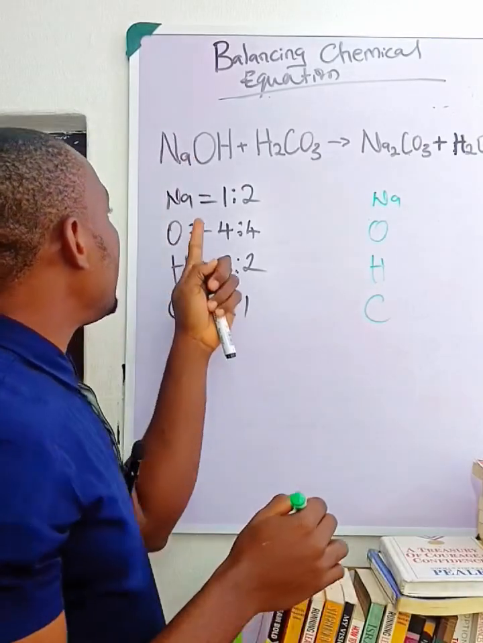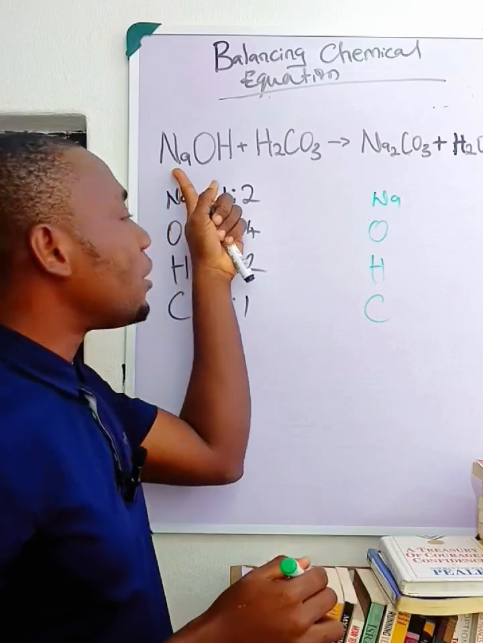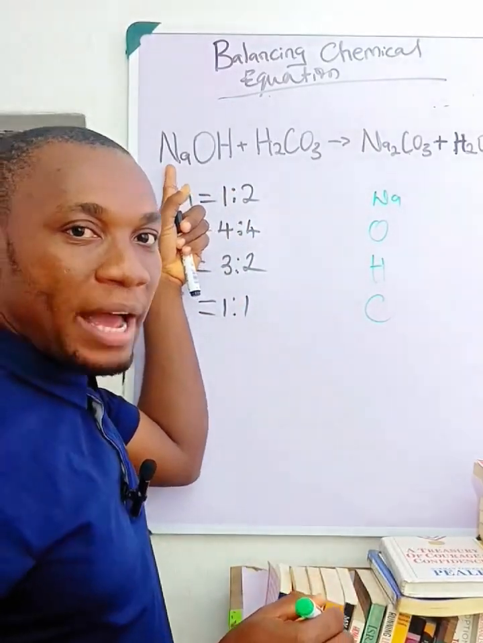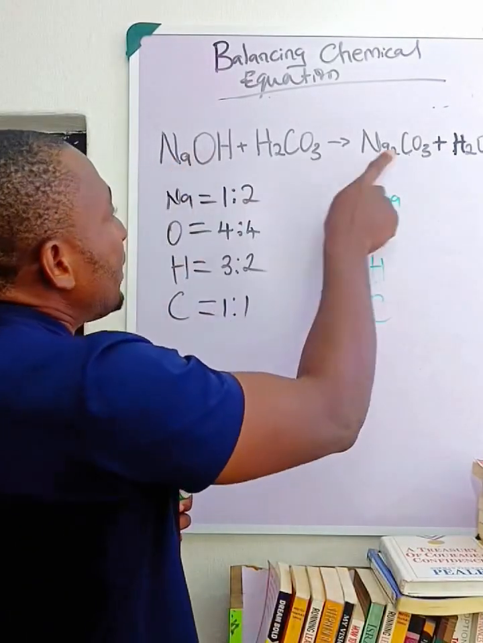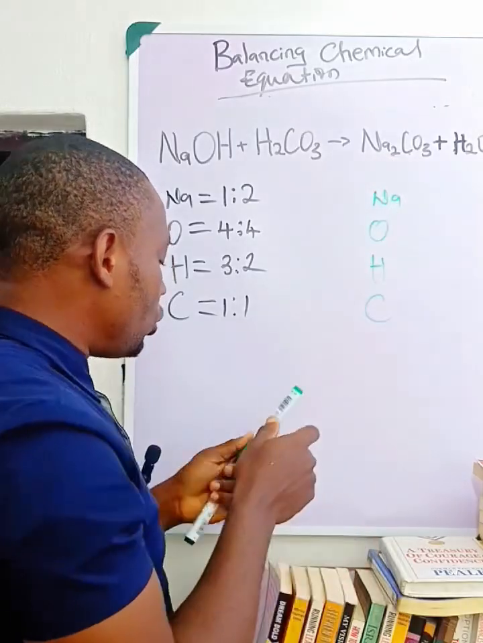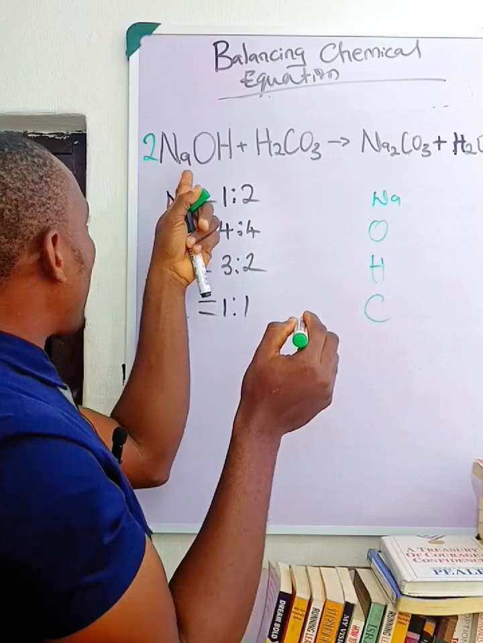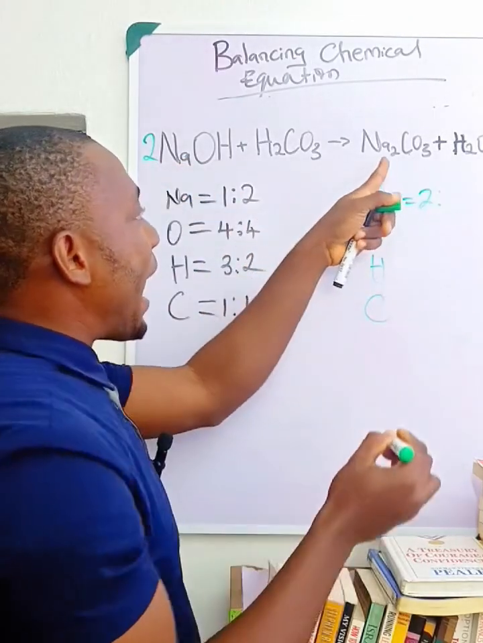All right. Let's consider the least element in the reaction. That is sodium. Sodium has the least occurrence. How many sodium do we have? 1. How many do we have here? 2. So we simply add 2 here to get 1 times 2, that is 2, and 2.